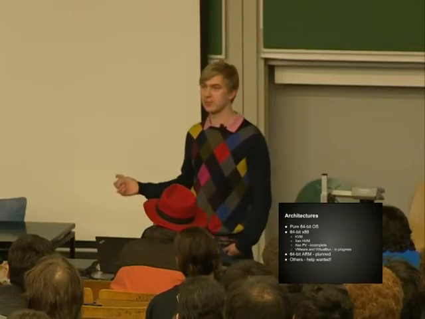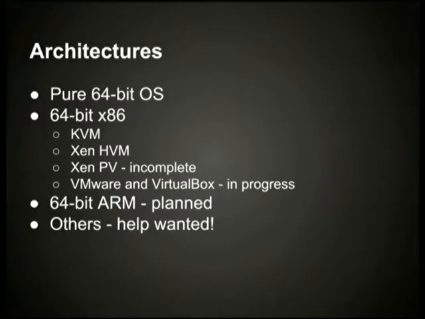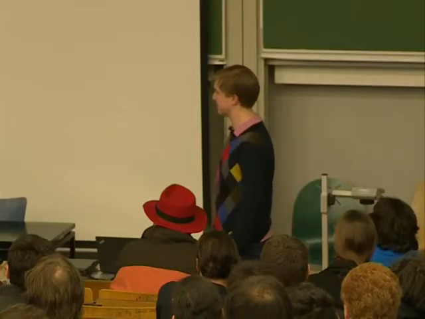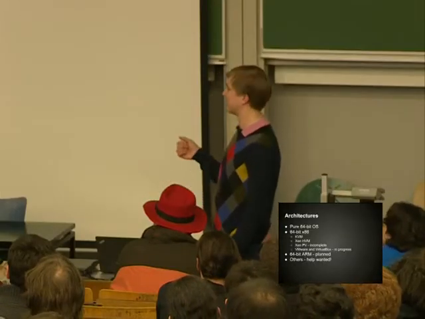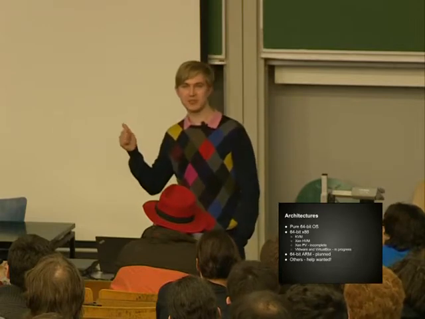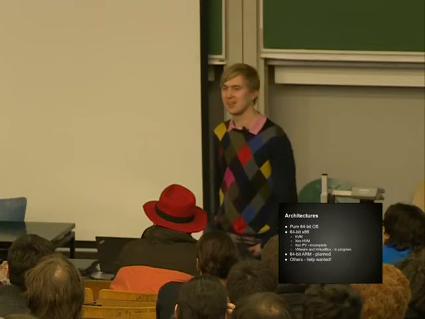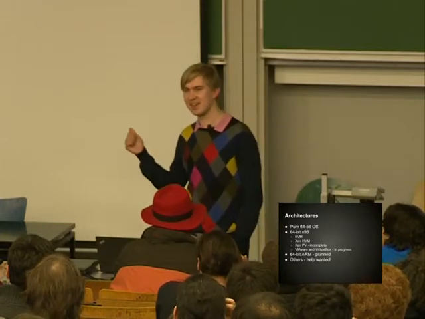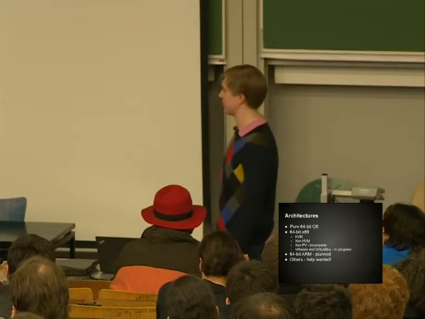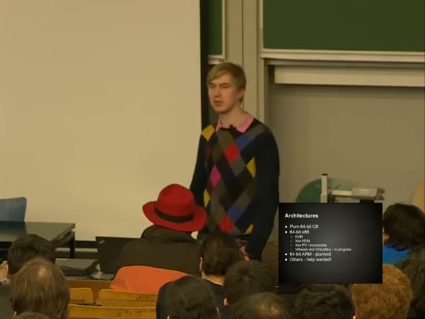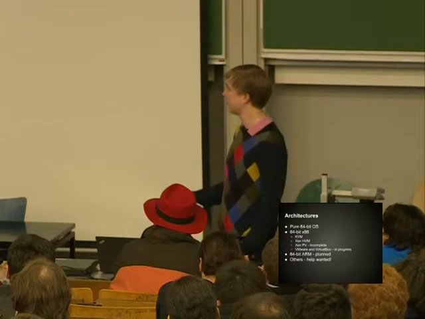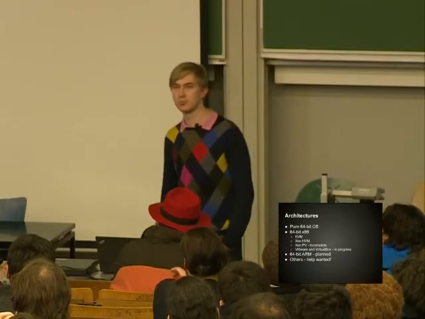Architectures: OSv is a pure 64-bit operating system, obviously being written just 1 year ago. We currently run on 64-bit x86 on top of KVM, and I was about to say Xen HVM, but someone at the Xen booth told me that it's actually Xen PV HVM. But in any case, that runs on Amazon EC2, and the public cloud stuff is really driving our efforts at this point. We have some Xen PV stuff, but it's really incomplete.